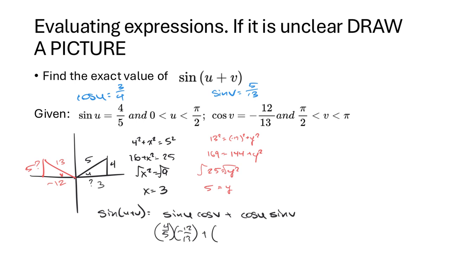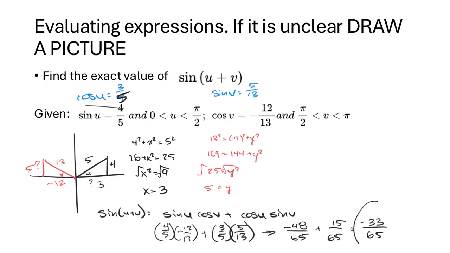Plus cosine of u, we had to find, that is written down incorrectly. That's 3/5, pardon me, that's 3/5. And sine of v is 5 over 13. Now I'm going to multiply this, and I get negative 48 over 5 times 13 is 65, plus 15 over 65. And I have negative 48 plus 15 equals, was that negative 33? Looks like, yeah, negative 33 over 65. And this will be our exact value of sine of u plus v.